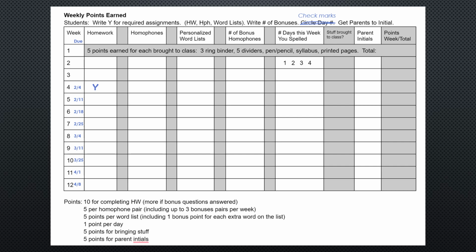So when you finish your homework pages, and it just says homework up there, but I did mean homework sheets or homework pages, go ahead and put a Y. When you finish the homophone pairs, put a Y. When you finish the personalized spelling lists, put a Y. Now, if you're doing bonuses, so like most of the lists ask you to come up with 5 words. If you came up with 8, that's 3 bonus words. So just write a +3 to let me know how many bonuses you did.